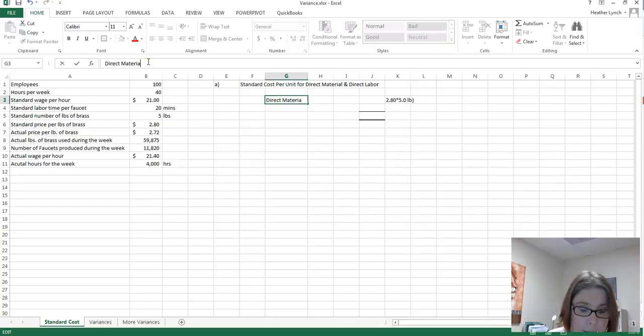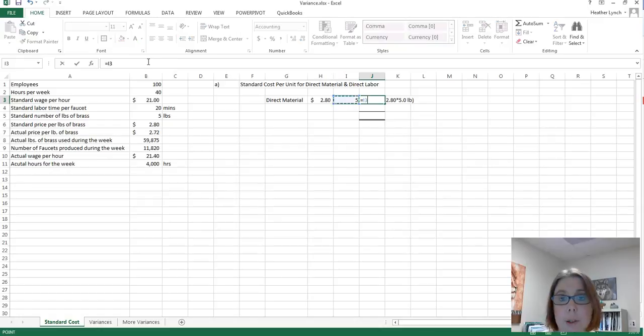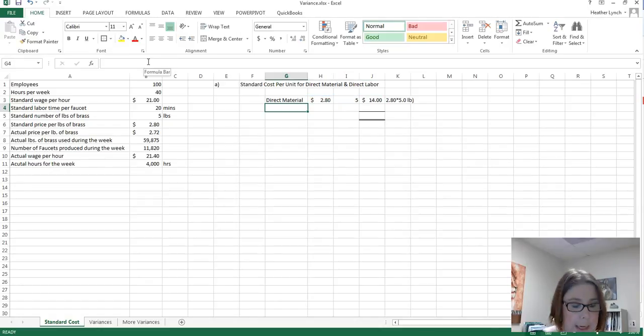So we use the $2.80, the standard, and we needed 5 pounds, the standard number of pounds of brass. We take the $2.80 times the 5, and we get $14.